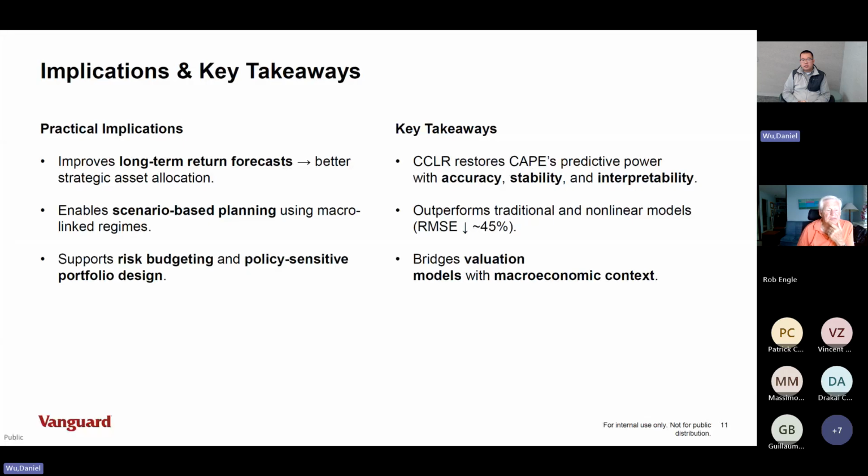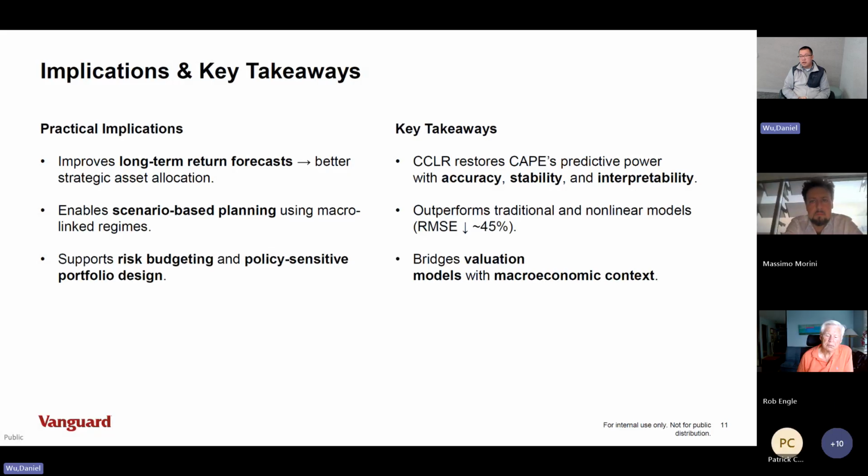And the third one is connected to the second one. So we will understand the valuation convergence rate, and how that will connect to the policy and the macro. The key takeaways are that the CCR restores the K predictability by adding another layer and tailoring it. And it is also a bridge between the valuation model and the macroeconomic context by the regime.